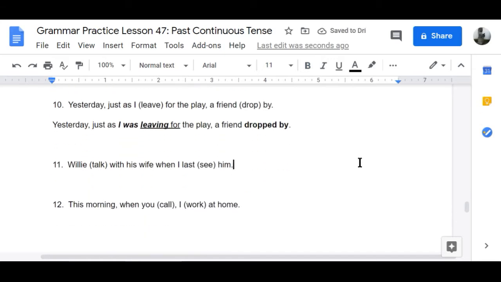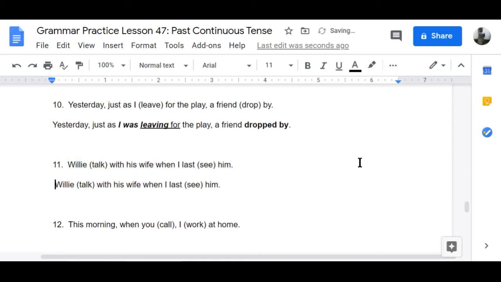11. Willie was talking with his wife when I last saw him. What happened to Willie? Where is Willie? So, Willie was talking. Willie was talking with his wife when I last saw him. When I last saw him, I saw him. Willie was talking with his wife when I last saw him.